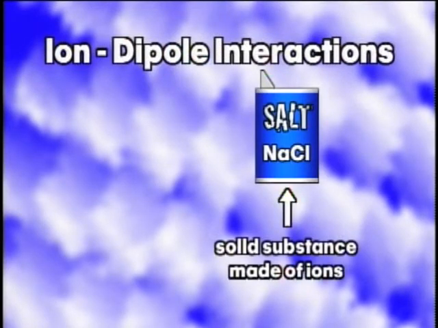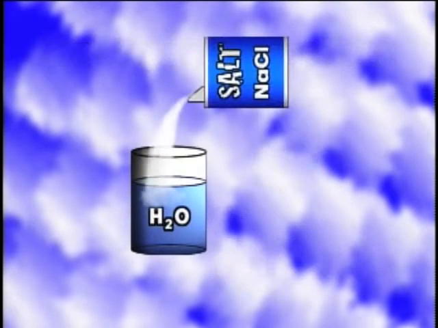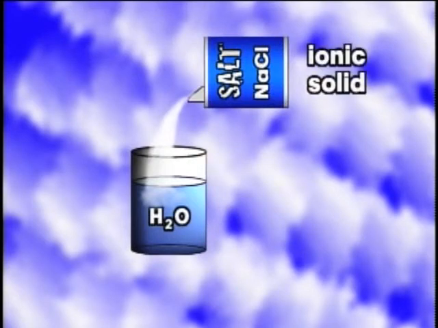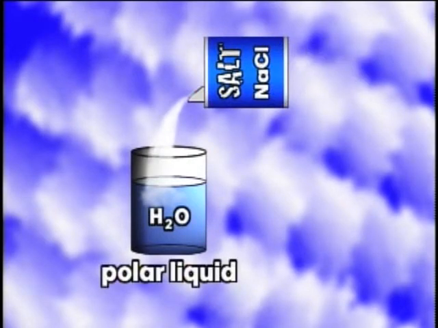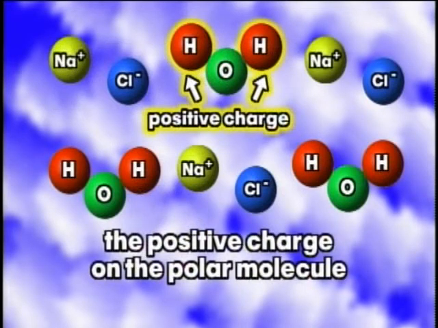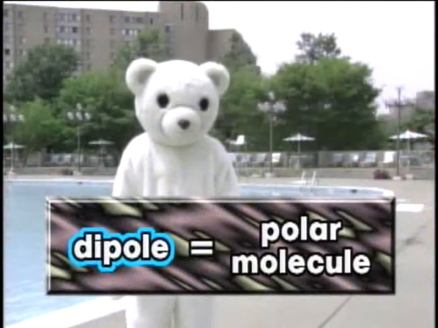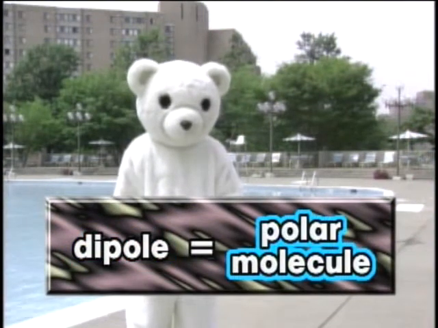Ion-dipole interactions exist when a solid substance made of ions is dissolved in a liquid consisting of polar molecules. For example, when sodium chloride, an ionic solid, is dissolved in water, a polar liquid, the solid salt crystals break up and form the ions, Na positive and Cl negative. The positive charge on the polar molecule moves towards the negative ion of the salt and vice versa. The term dipole is just another word for polar molecule.